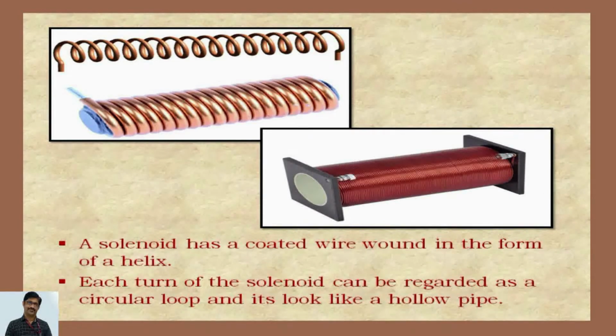A solenoid has a coated, that is insulated, wire wound in the form of a helix. Each turn of the solenoid can be regarded as a circular loop, and it looks like a hollow pipe.